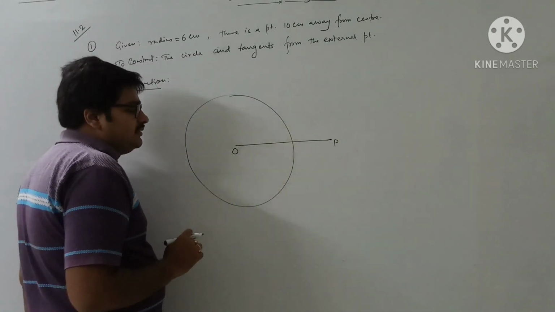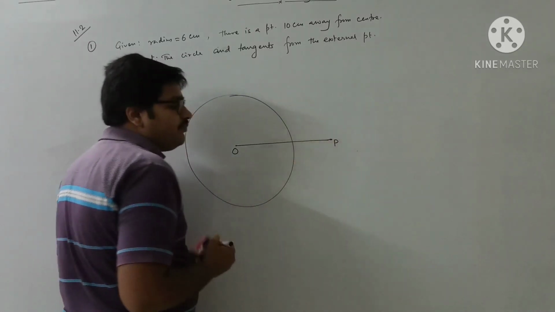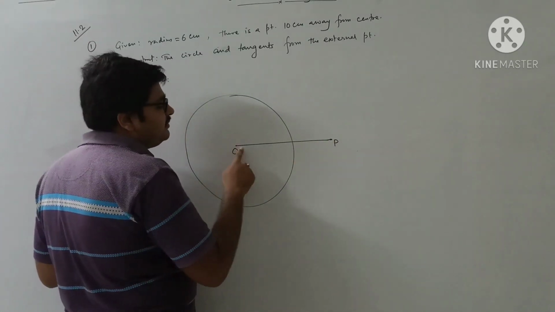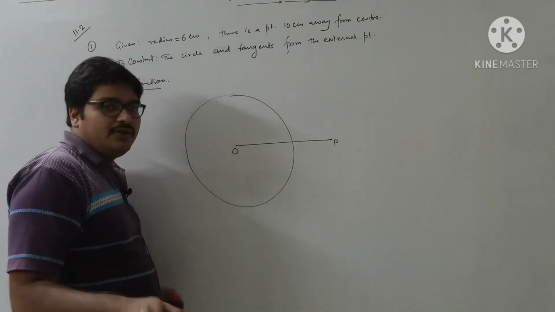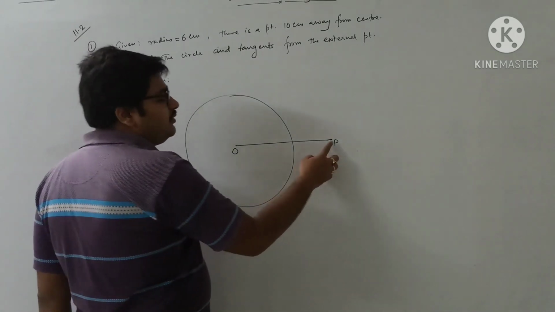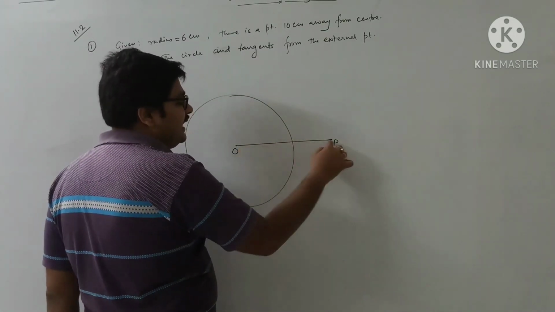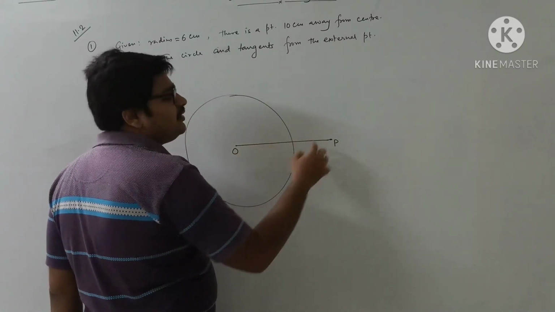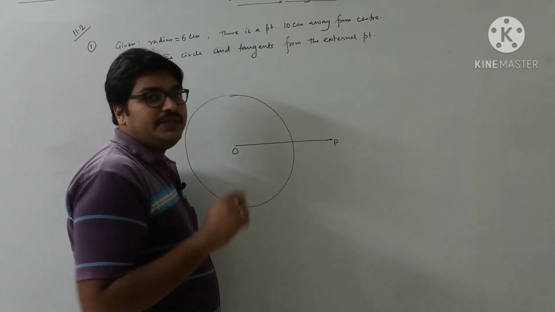What is the procedure? From which point you want to draw the tangent, and the center of the circle you have to join. It is already pre-joined, so you need not do this work. Now, from which point you want to draw the tangent to the center you have already joined. Now this line you have to draw the perpendicular bisector. So you have to draw the perpendicular bisector of OP.